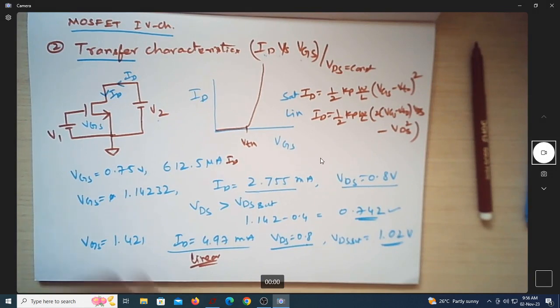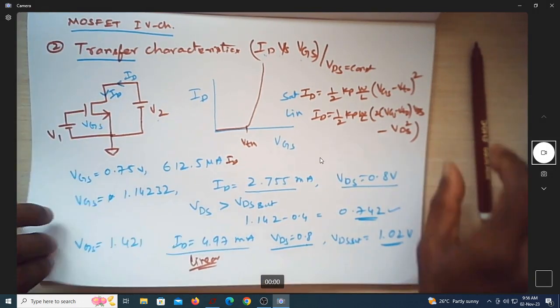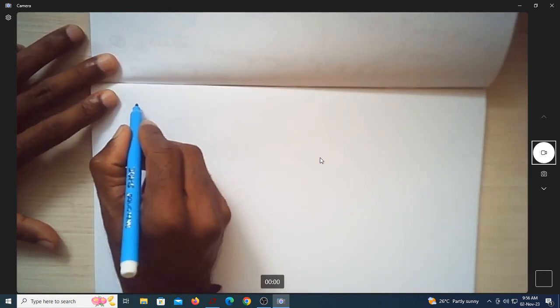Now this way we can see the characteristics of the MOSFET. Now we will see one more interesting phenomenon of the MOSFET, which is channel length modulation.